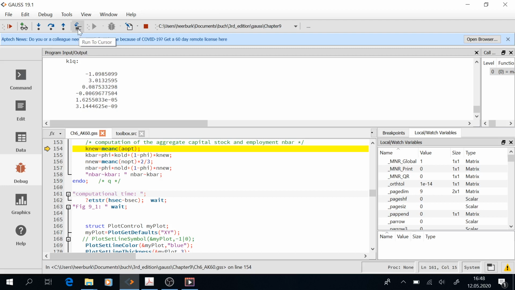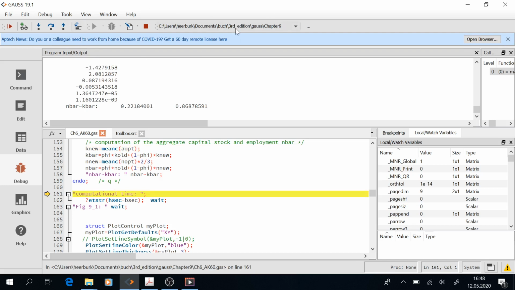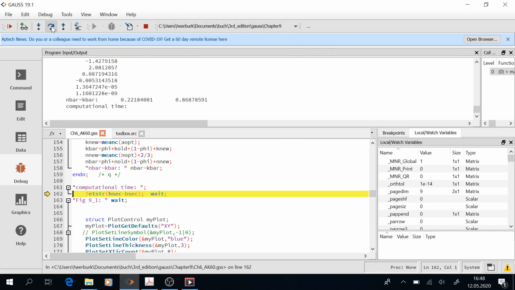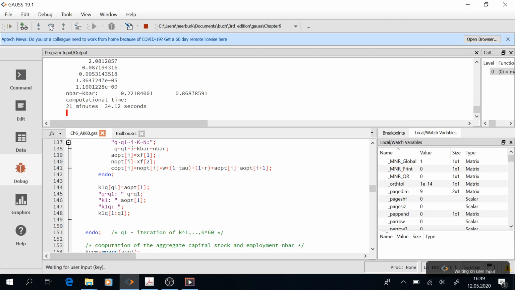We update k bar, n bar as described, and let's see how many iterations we need over the aggregate capital stock. This is given by Q. Q is equal to 13. We need 13 iterations over the aggregate capital stock. And in the last iteration, Q equal to 13, we needed 6 iterations over the value A60 to find the optimal wealth age profile of the individual. The aggregate capital stock is equal to 0.868 and the aggregate employment is equal to 0.22.